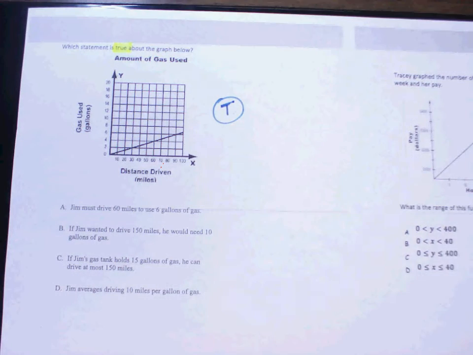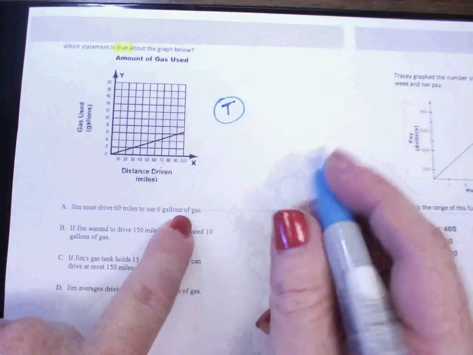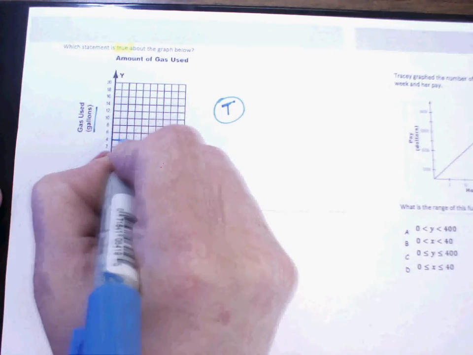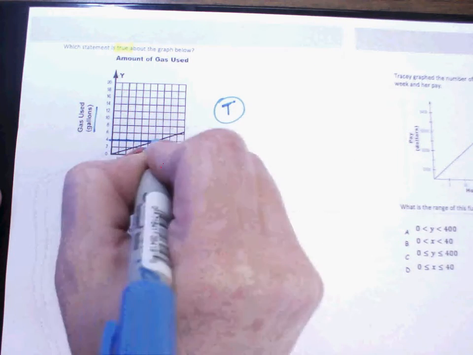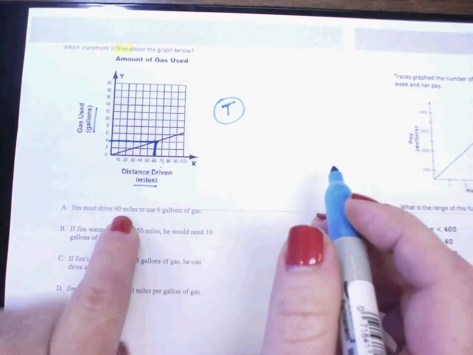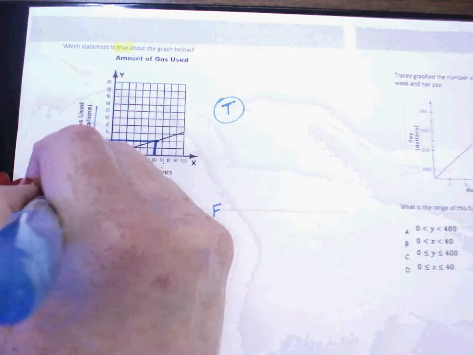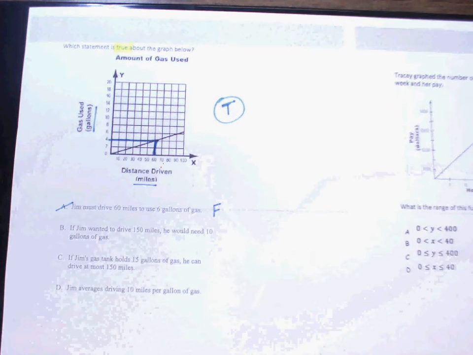Jim must drive 60 miles to use 6 gallons of gas. So these are miles and this is gas. So 60 miles. So must he drive 60 miles to use 6 gallons? No, that's false. He only uses what? There you go. So it's not A.